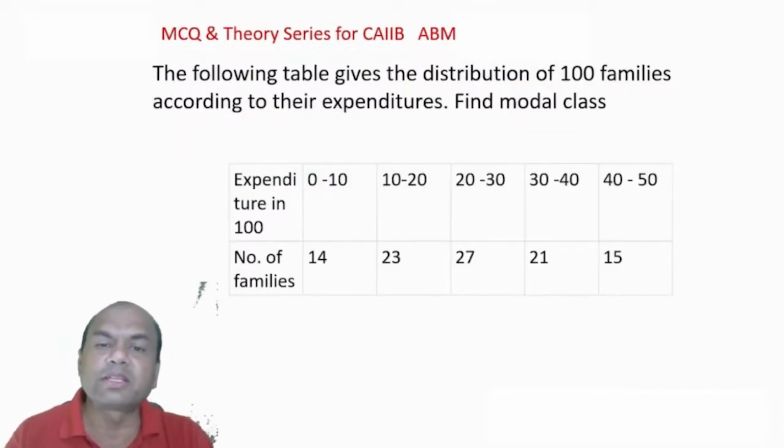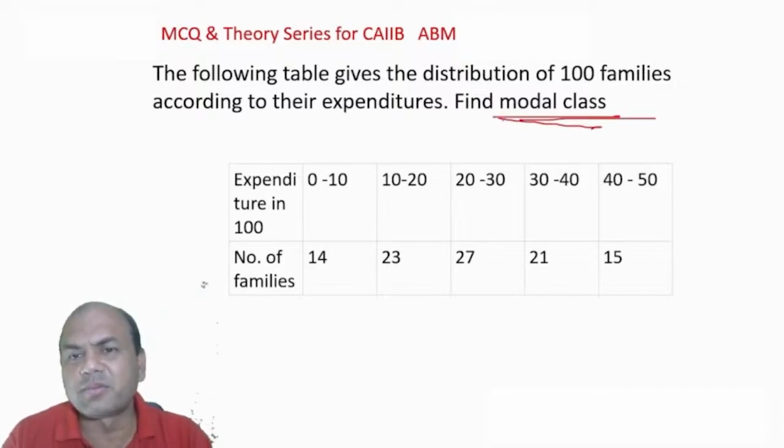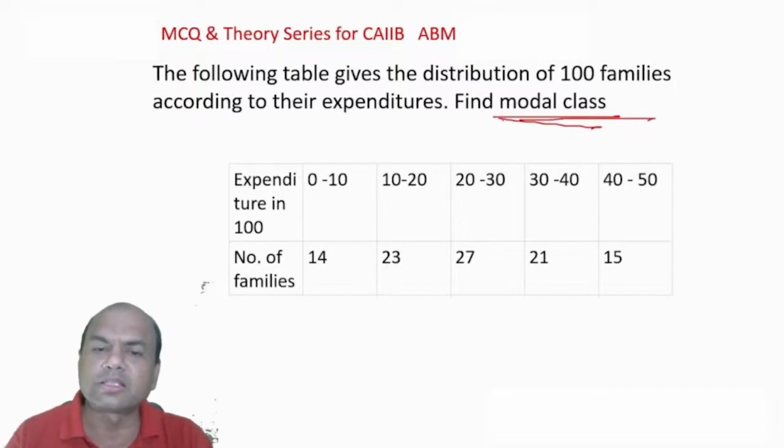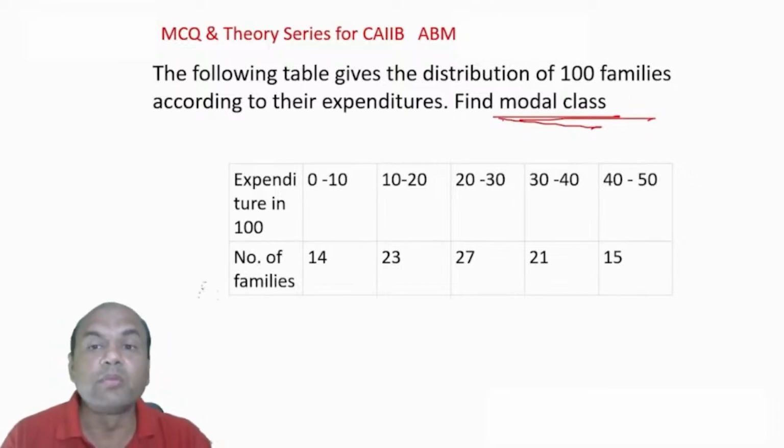The following table gives the distribution of 100 families according to their expenditure. Find a model class. Simple. Let me see who can give me the fastest answer. Model class. Model means what? Just now we did mode. What was mode? Mode means that class which is having the highest frequency.